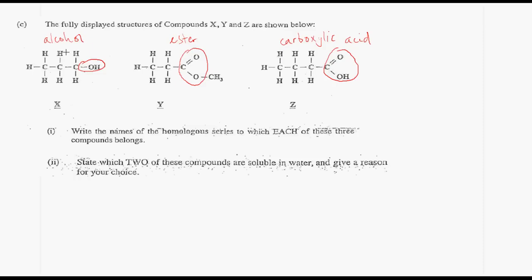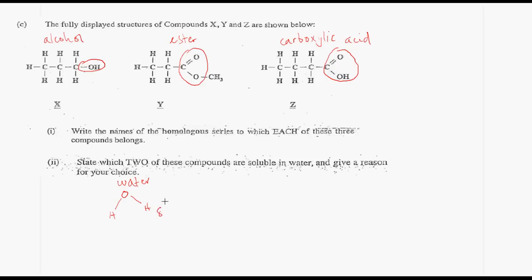Now, X is an alcohol, and alcohols tend to dissolve in water. And the reason for that is the presence of the OH group. The OH group is able to form strong bonds with water molecules. If you will recall, a water molecule looks like this. So this is water, and water is a polar solvent.